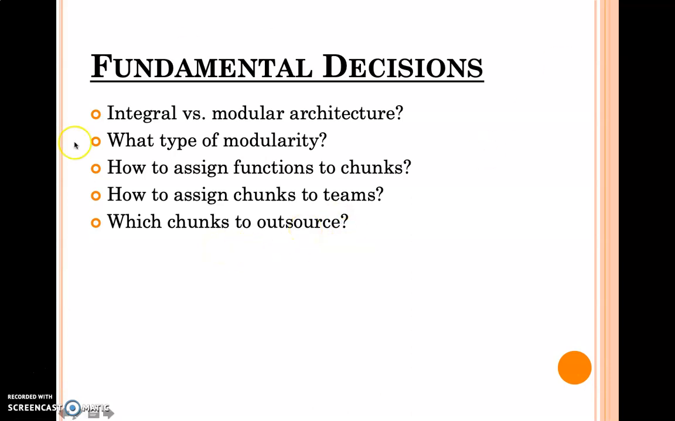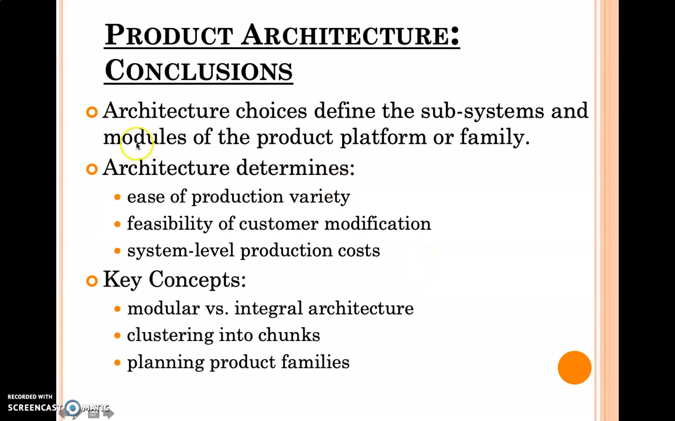Okay, so these are some fundamental decisions which we have to look after during your product architecture design. Architecture choices define the subsystems and modules of the product platform or family. Architecture determines ease of production variety, which means it will create some easiness in production, and feasibility of customer modifications. System level production cost is also very low. Key concepts are modular versus integral architecture, clustering into chunks, and planning the product families.